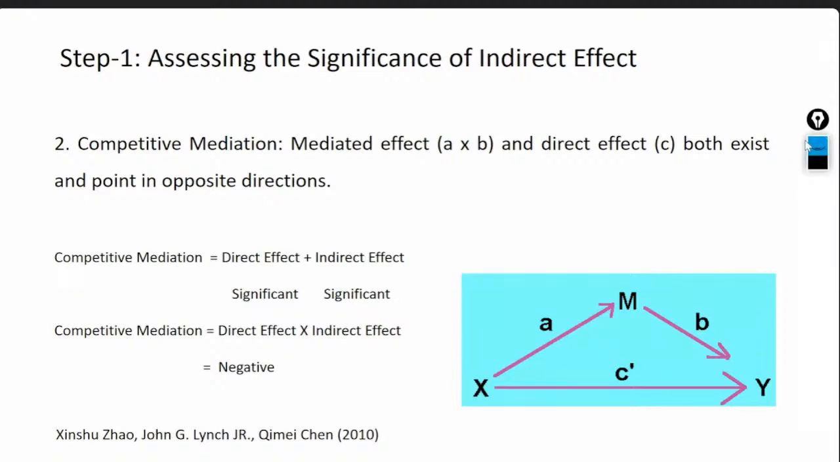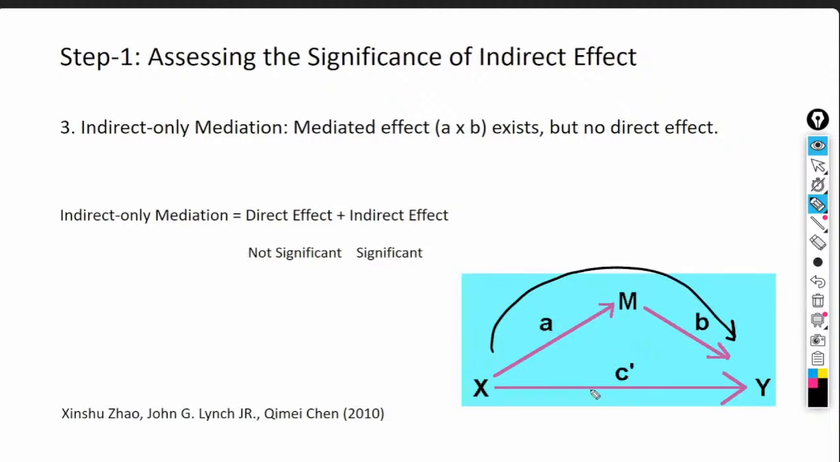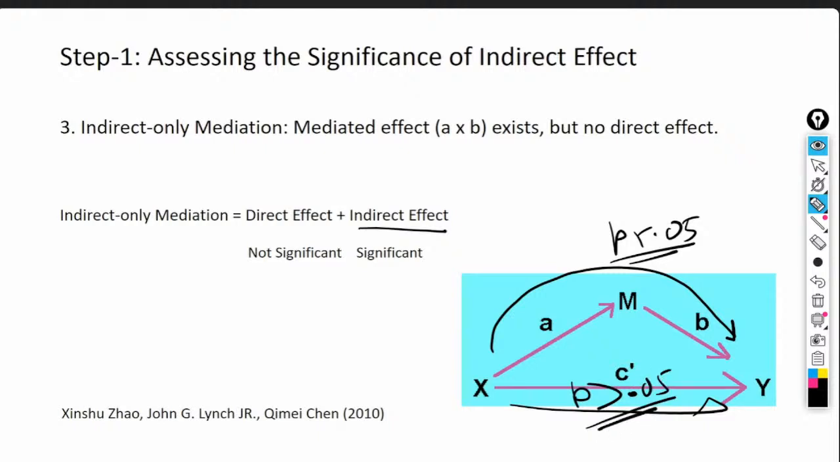And then the third, indirect only mediation. Indirect only mediation means this indirect effect should be significant and the direct effect not significant, p value greater than 0.05. So this is known as indirect only mediation or full mediation, meaning the mediating variable fully controls the relationship between the dependent and independent variables.